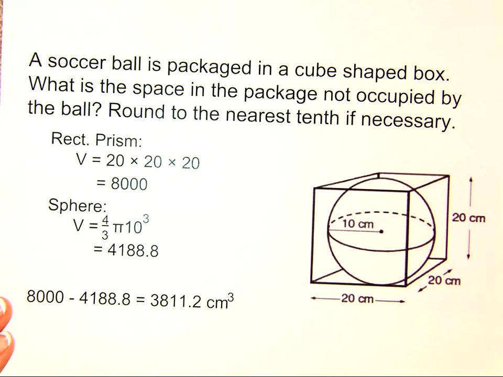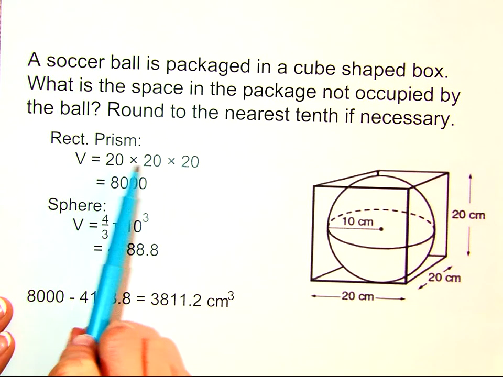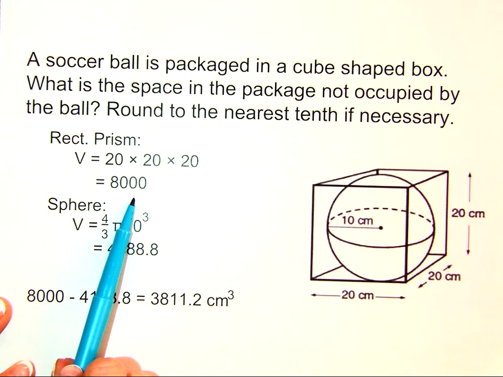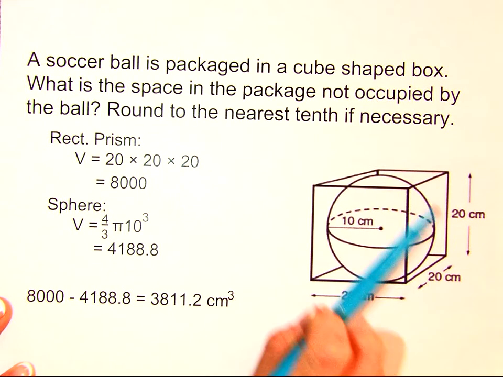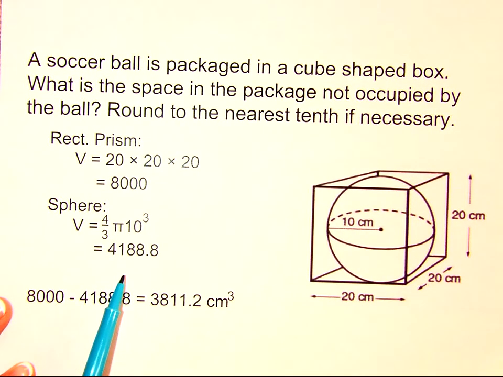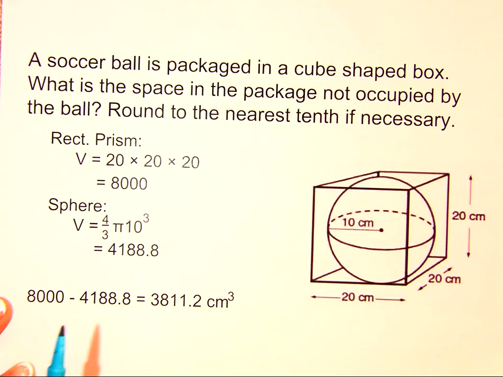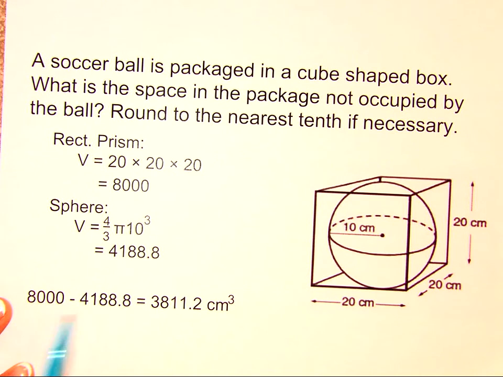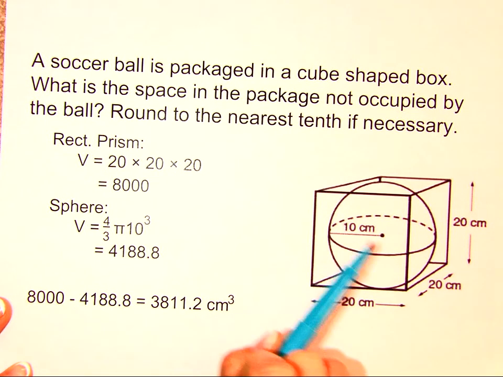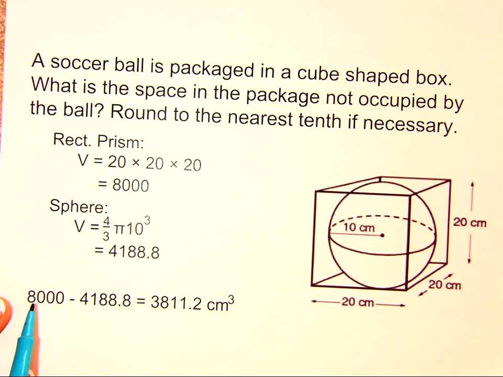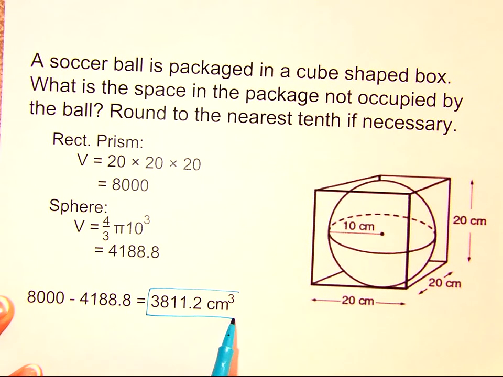So the box, or the rectangular prism, 20 times 20 times 20 gives us our volume there. We have a full sphere, so we don't have to divide by 2 this time, radius being 10. However, instead of adding these volumes, because I want to find the space left over, not occupied by the ball, I have to take the volume of the box, take away the volume of the ball to see what is left. And that is my answer.